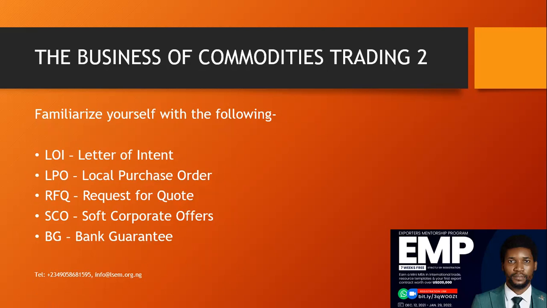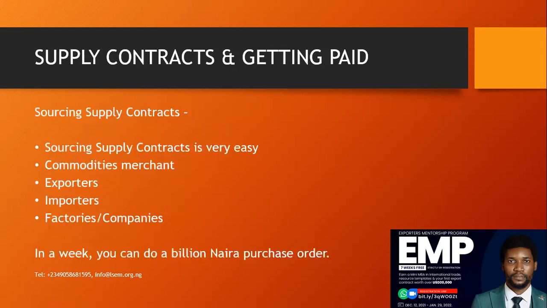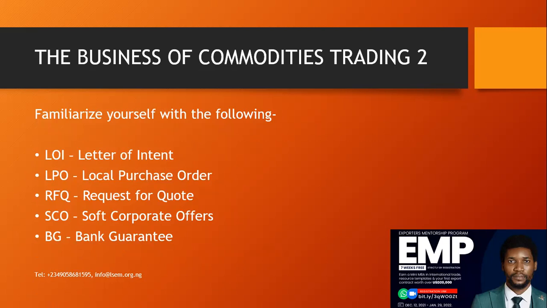So familiarize yourself with the following: letter of intent, LOI, LPO, local purchase order, RFQ, request for quote, SCO, soft corporate offers, BG, bank guarantee. Okay, so let me do a rundown through these, what we have one by one.